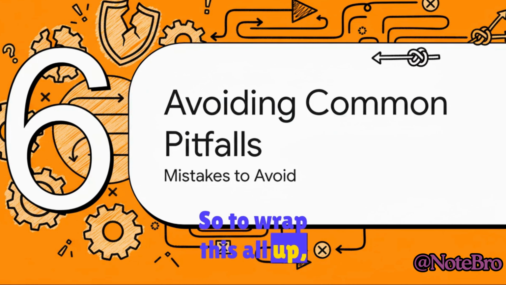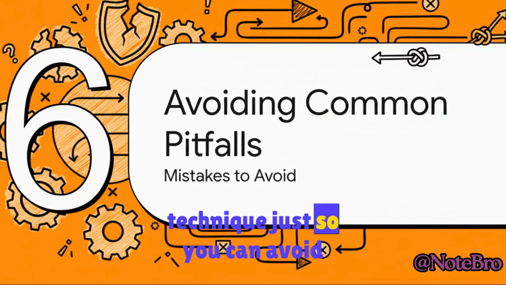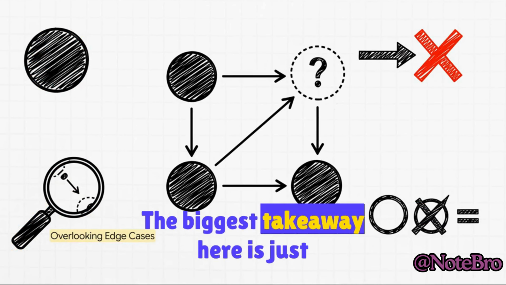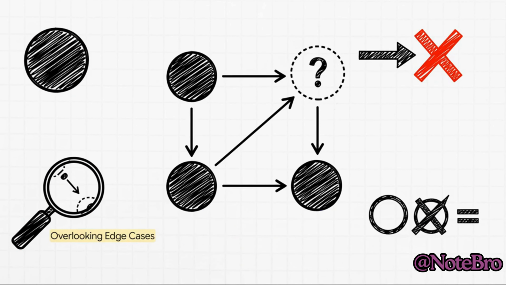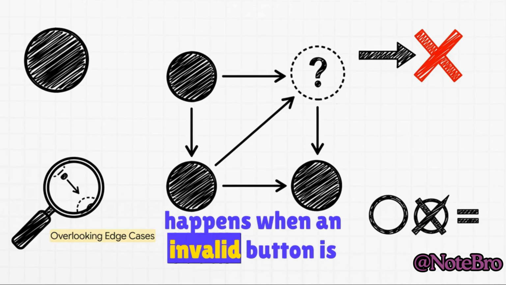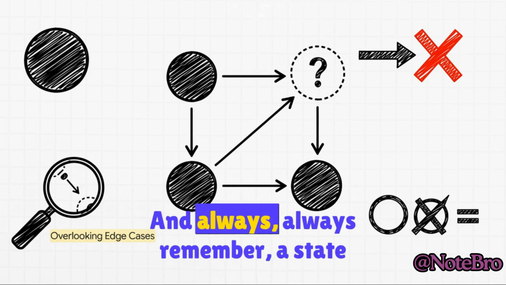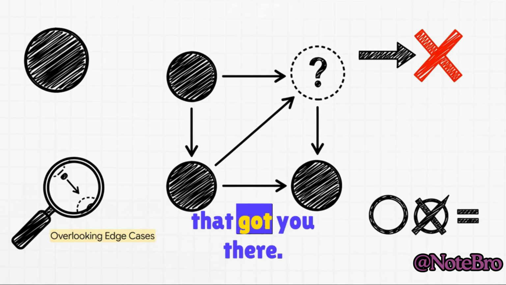So, to wrap this all up, let's look at some of the common mistakes people make with this technique, just so you can avoid them. The biggest takeaway here is just to be thorough. Don't just identify the obvious states. Really dig deep for the weird edge cases. And don't just test the valid paths. You have to test what happens when an invalid button is pressed. And always, always remember, a state is a condition, not the action that got you there.